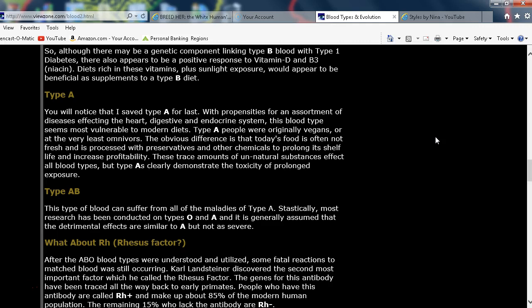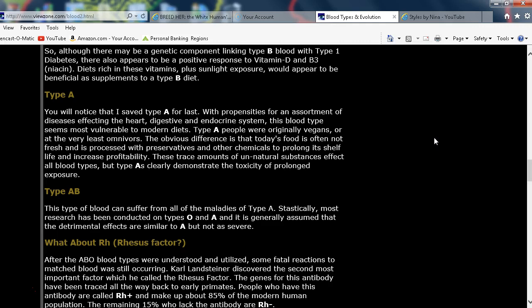This blood type seems most vulnerable to modern diets. Type A people were originally vegans, or at the very least, omnivores. So the obvious difference is that today's food is often not fresh and is processed with preservatives and other chemicals to prolong its shelf life and increase profitability. These trace amounts of unnatural substances affect all blood types, but type A's clearly demonstrate the toxicity of prolonged exposure.